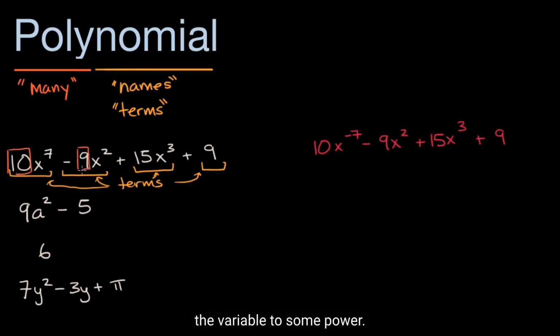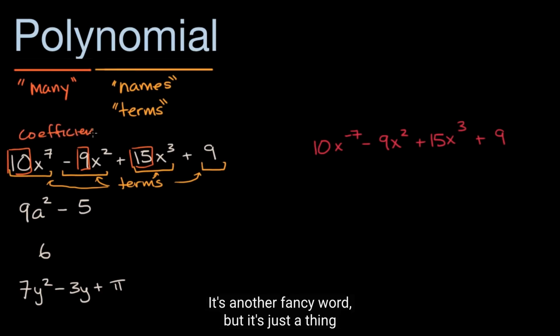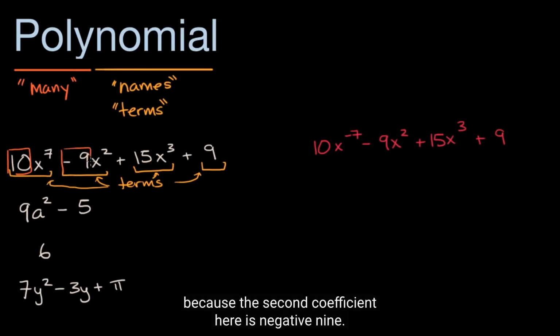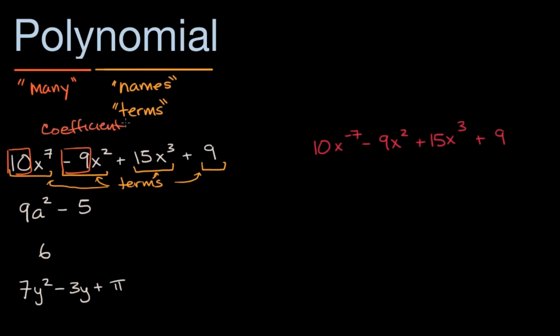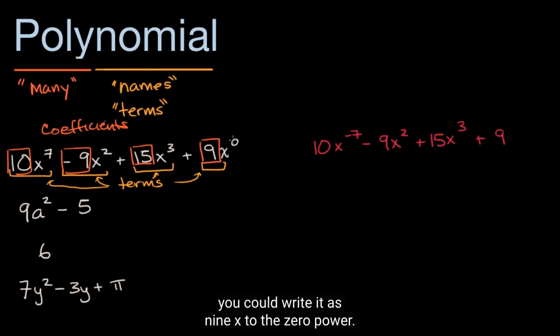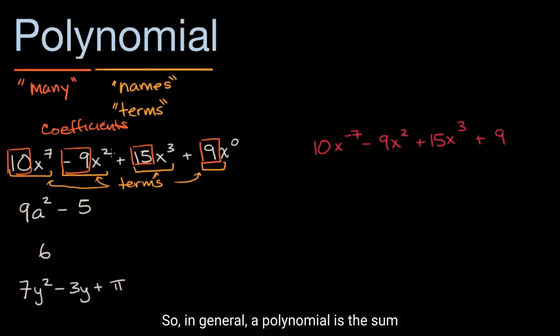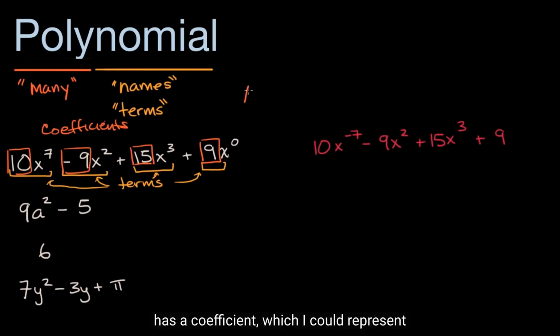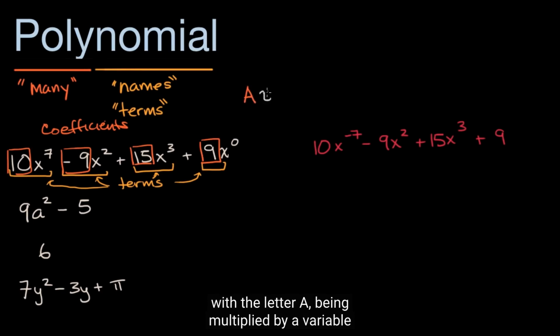This is the thing that multiplies the variable to some power. So in this first term, the coefficient is 10. And let me write this word down, coefficient. It's another fancy word, but it's just a thing that's multiplied, in this case, times the variable, which is x to the 7th power. So the first coefficient is 10. The next coefficient, and actually let me be careful here, because the second coefficient here is negative 9. So we are looking at coefficients. The third coefficient here is 15. And you can view this fourth term or this fourth number as the coefficient, because this could be rewritten as, instead of just writing 9, you could write it as 9x to the 0 power. And then it looks a little bit clearer like a coefficient. So in general, a polynomial is the sum of a finite number of terms where each term has a coefficient, which I could represent with the letter a, being multiplied by a variable being raised to a non-negative integer power.